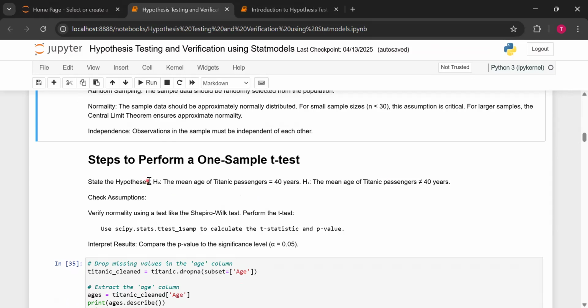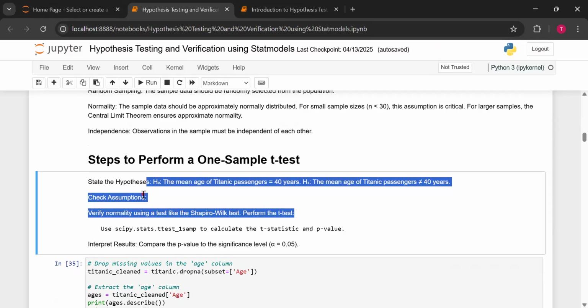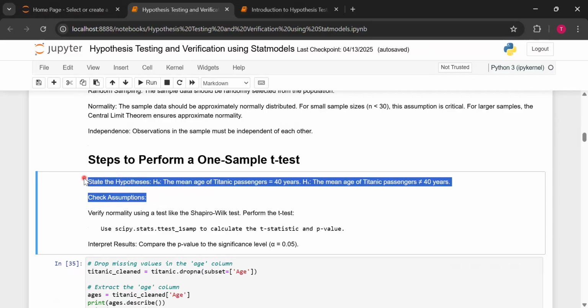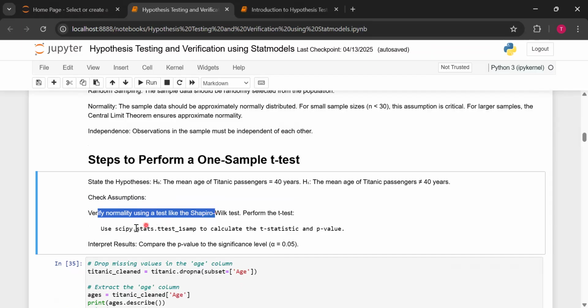First, we need to state our hypothesis. In this particular data set, we assume that the passengers traveling in this ship had an average age of 40. So they are mainly adults with an average age of 40. That's the assumption.